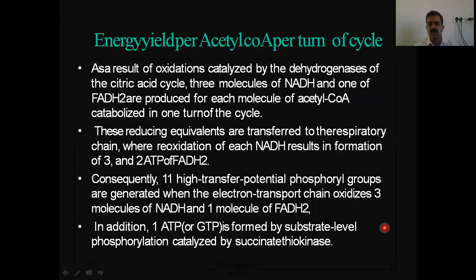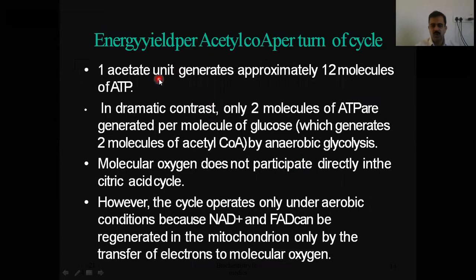So the energy yield per turn of the cycle from acetyl coenzyme A: ultimately, generation of ATP takes place. We have already seen that 11 ATP molecules have been generated with this. So one acetate unit generates approximately 12 molecules of ATP. Two molecules of ATP are generated from glucose, which generates two molecules of acetyl CoA, in anaerobic glycolysis. Molecular oxygen does not participate directly in the citric acid cycle. So the yield is said to be quite high in the citric acid cycle.